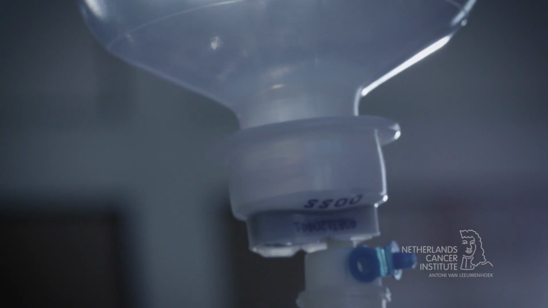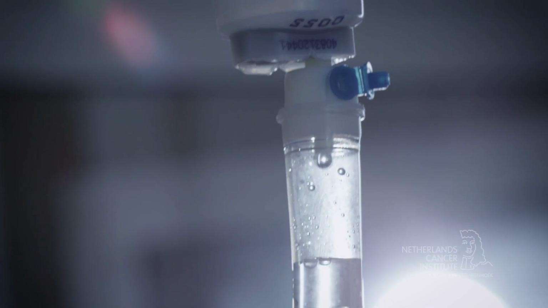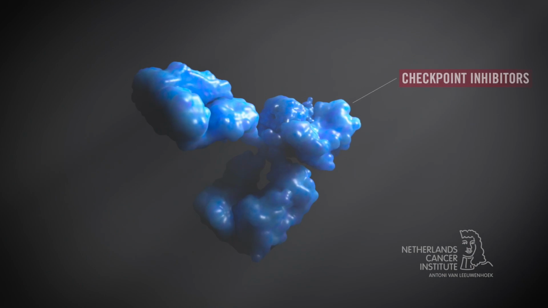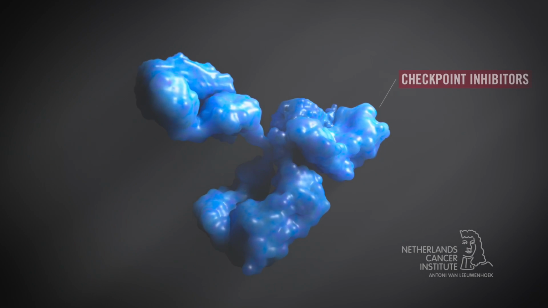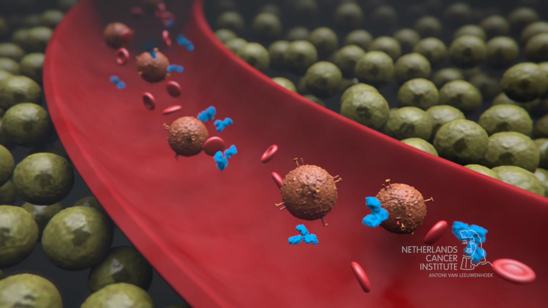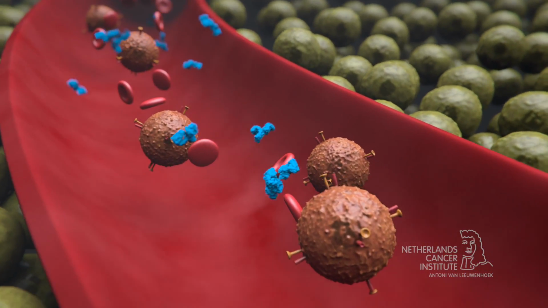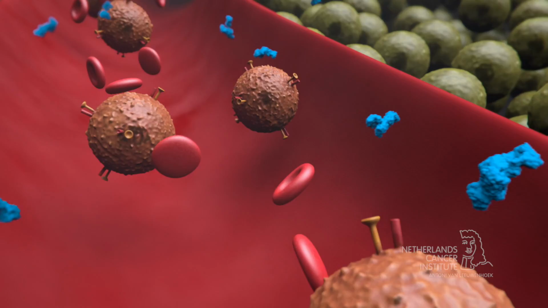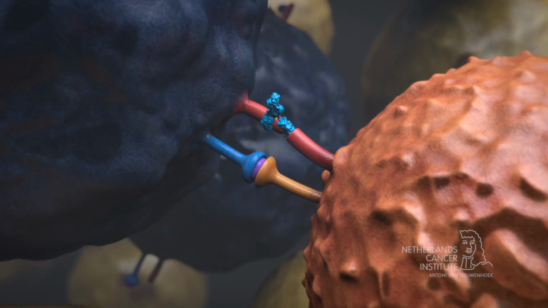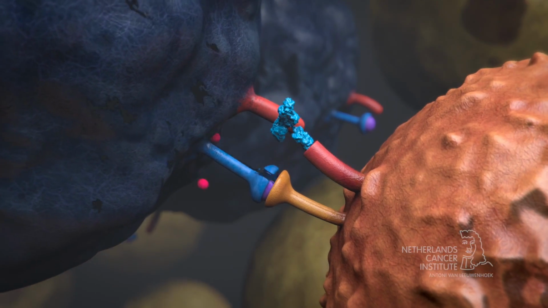In this type of immunotherapy treatment, the patient receives an infusion with checkpoint inhibitors. The checkpoint inhibitors are then transported through the blood to the tumor site. There, the checkpoint inhibitors will prevent the cancer cells from restraining the activity of the T cells.